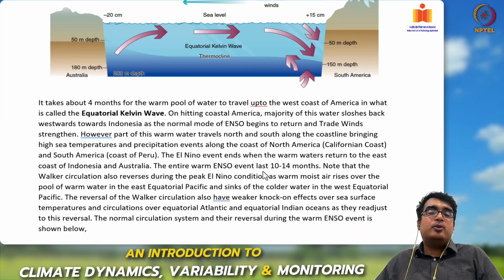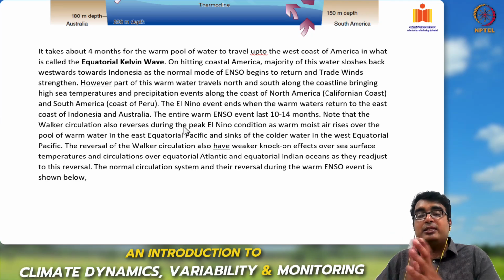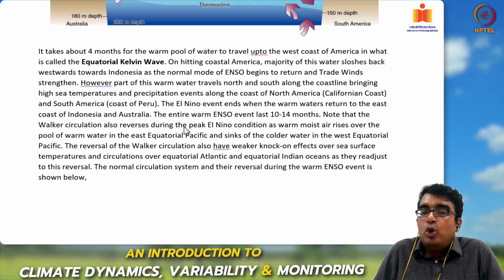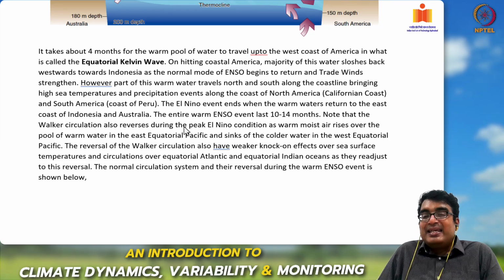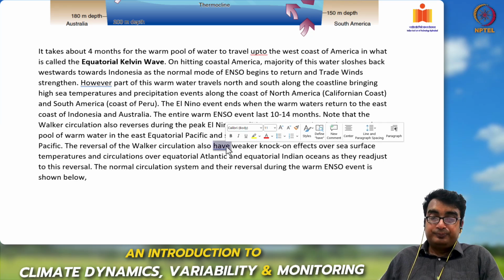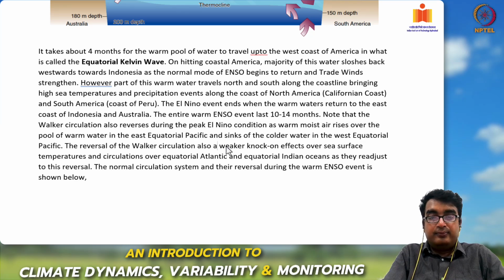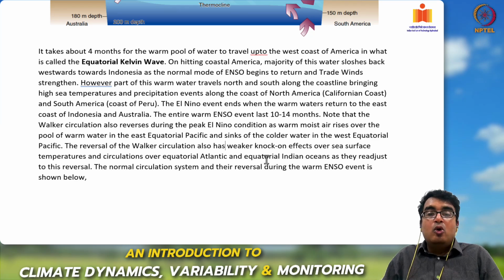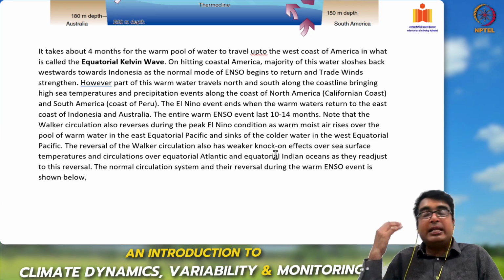Note that the Walker circulation also reverses during this peak El-Nino condition as warm moist air rises over the pool of warm water in the East Equatorial Pacific, and sinks over the cold water in the west equatorial Pacific. The reversal of the Walker circulation also has weaker knock-on effects over the entire sea surface temperature and circulations over the equatorial Atlantic and the equatorial Indian Ocean.